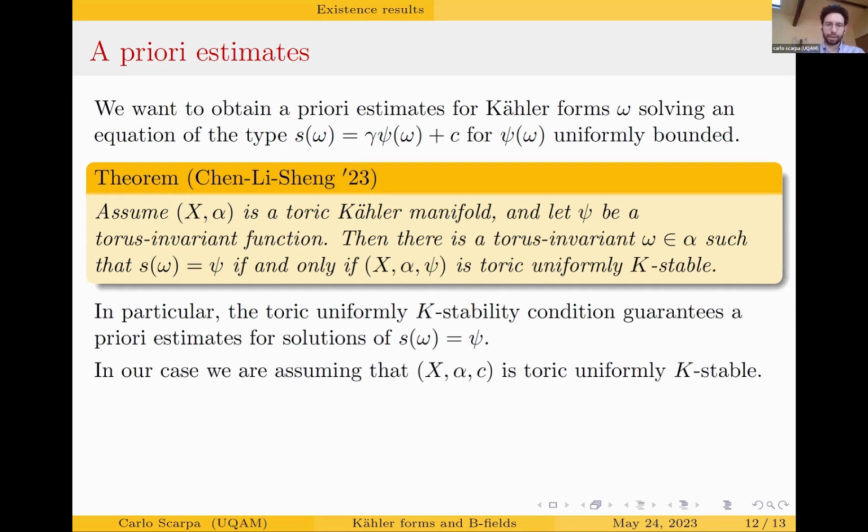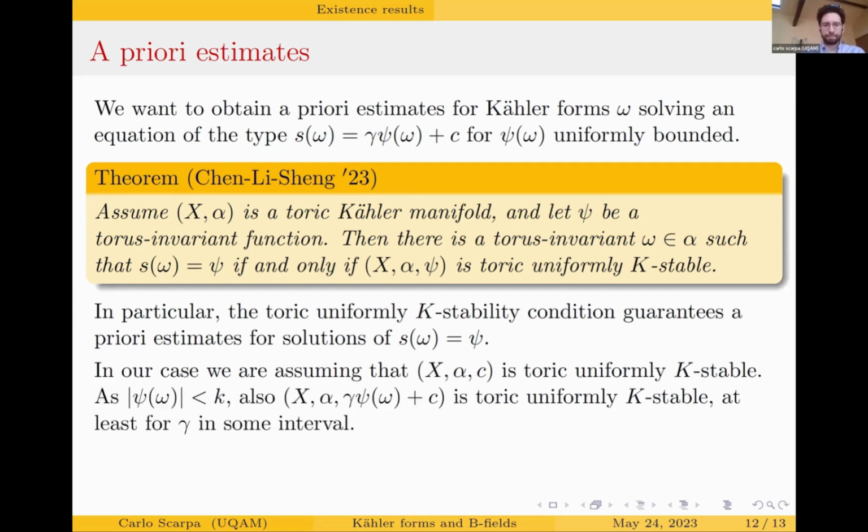So, because we are assuming that X, alpha, and a constant is toric uniformly K-stable, since we are assuming there to be a constant scalar curvature metric in alpha. And this toric uniform K-stability is an open condition. It's open in the sense that if you have a bound on the function that you are trying to reach with your scalar curvature, then you can find explicitly how big this factor gamma can be to retain this property of toric uniform K-stability for this triple. And so more or less from their strategy, you get a priori estimates.